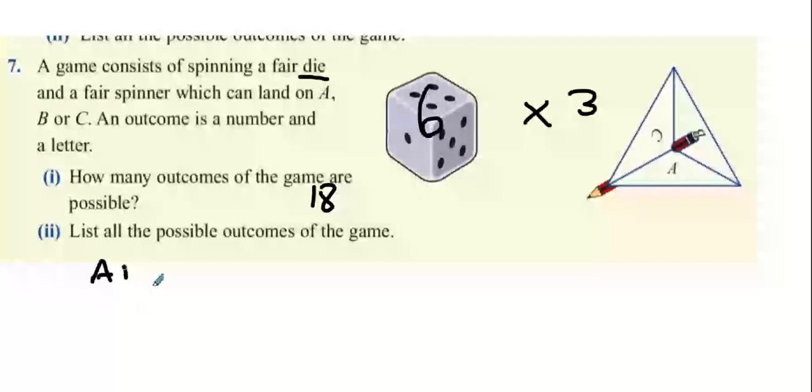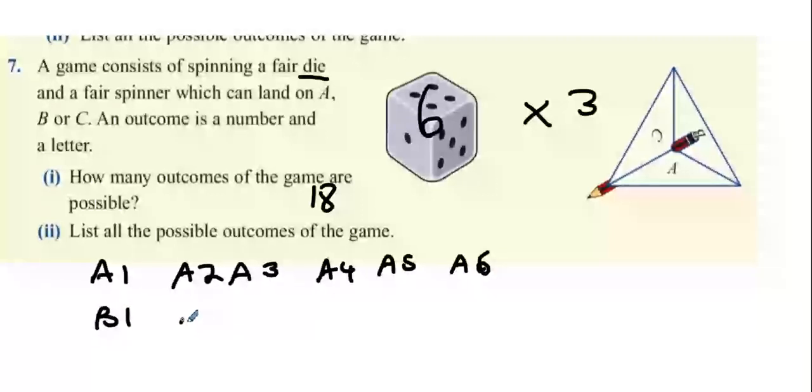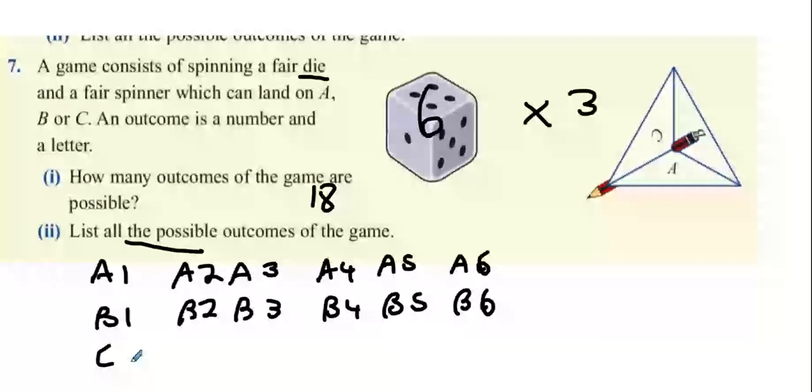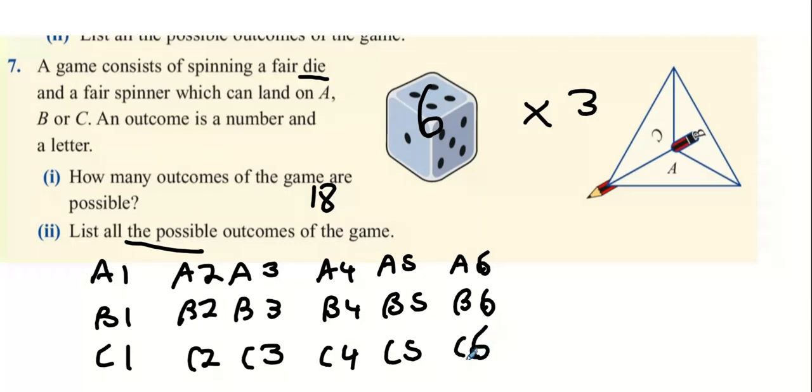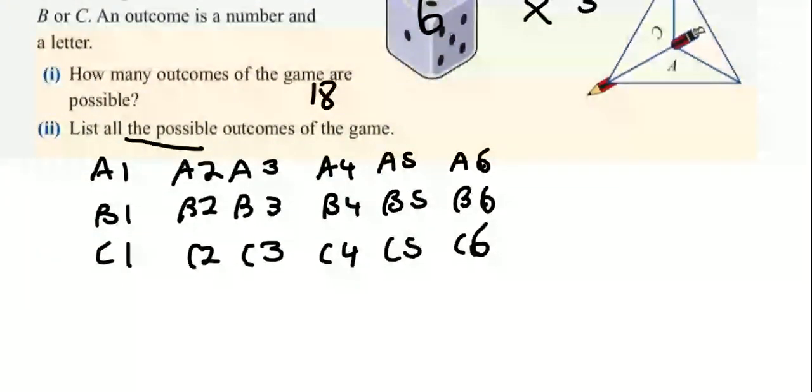Bit of a trick. A1, A2, A3, A4, A5, A6. B1, B2, I think you get the gist, don't you? Well, that's what it says, doesn't it? C1, C2, C3, C4, C5, C6. Everybody good with that? Okay, there's all your outcomes. Done and dusted. Alright, let's move on, yeah?